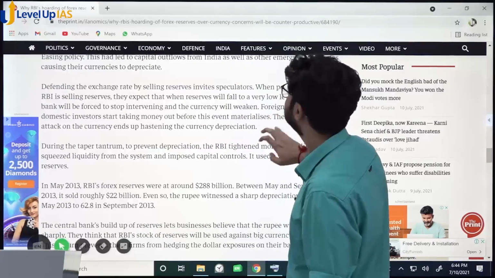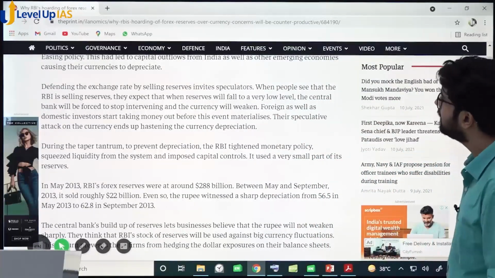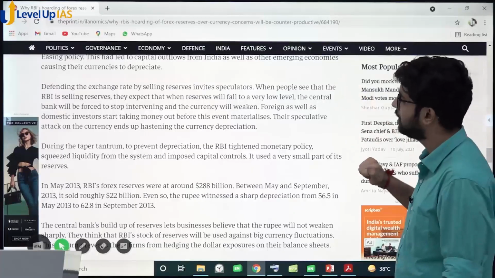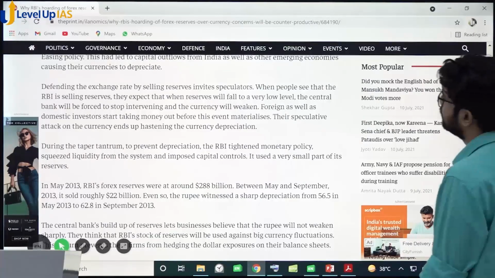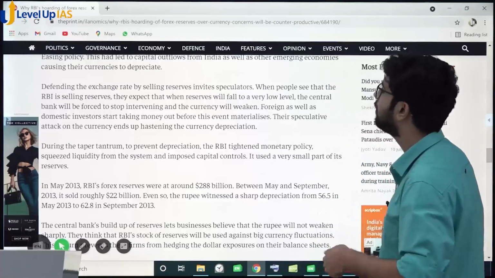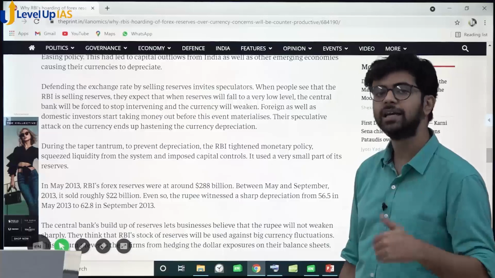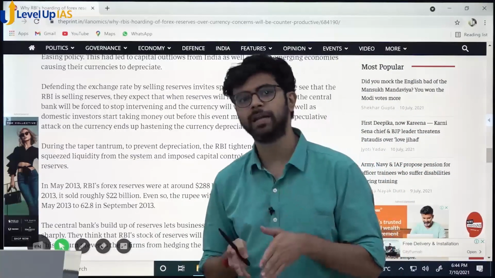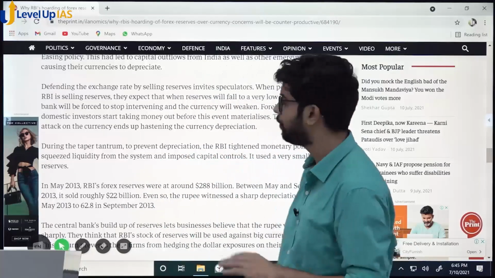Defending the exchange rate by selling reserves invites speculators. This is a very good paragraph, I think. Defending the exchange rate by selling reserves invites speculators. When people see that RBI is selling reserves, they expect that when reserves will fall to a very low level, the central bank will be forced to stop intervening and currency will weaken. So when they say that RBI is selling reserves, which means RBI is trying to stop the depreciation, but after a point of time, depreciation will continue because reserves will fall down.